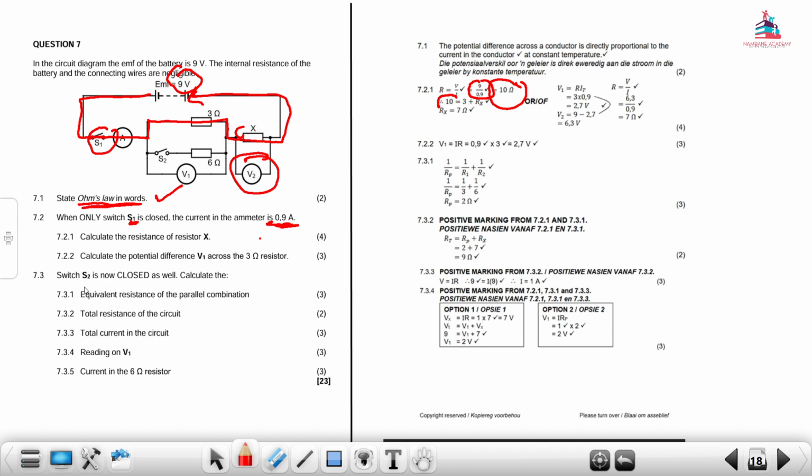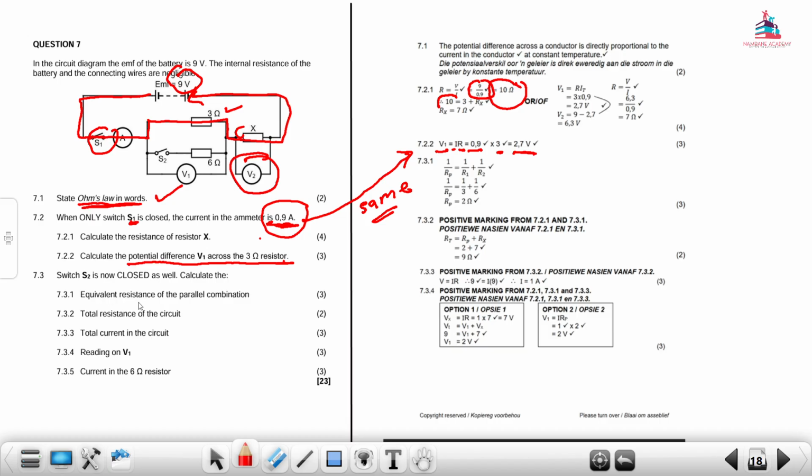Then the next question says we must calculate the potential difference V1 across the 3 ohm resistor. So here's our 3 ohm resistor. So they are saying V1 is equal to IR. Remember, if this switch is closed, it makes this a series circuit. For series circuit, current is the same. Same current because it's series. Therefore, we're going to say 0.9 times 3, which will be given by 2.7 volts.